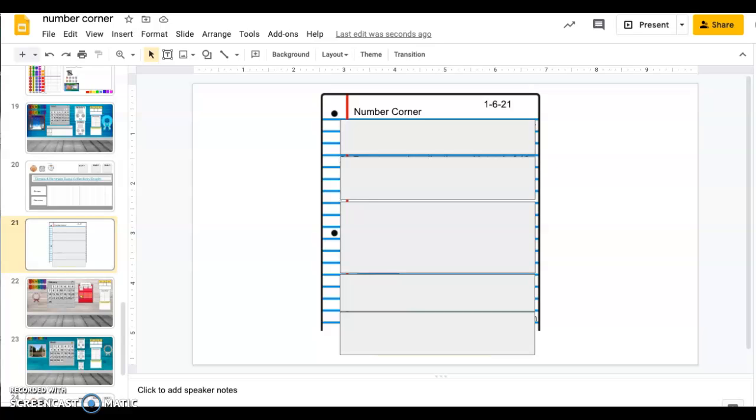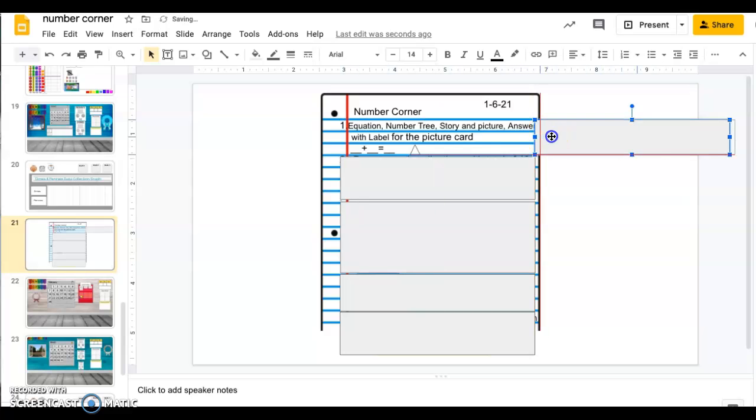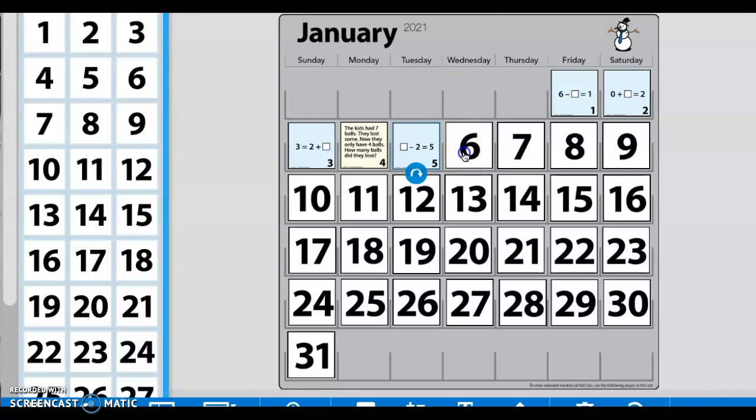2021. Please write the date and number corner at the top of your paper. Press pause if you need more time. Alrighty, next to number 1, we are going to write the equation, number tree, story, picture, and answer, all for our card. Okay, so I'm going to flip over today's card.